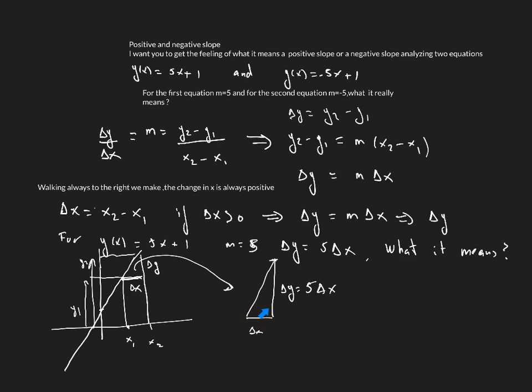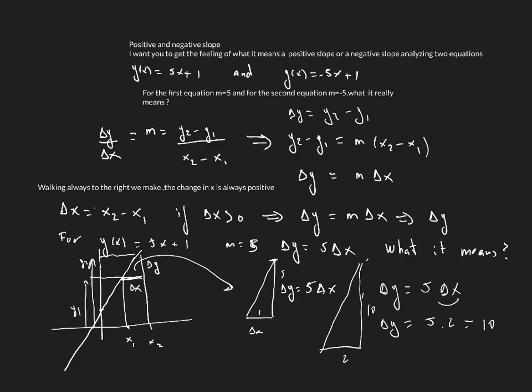So you move one step to the right, always to the right. So delta x is positive. And what you expect is that delta y will grow up 5 times delta x. So the correct picture here is that if this delta x is 1 meter, this should be 5 meters, because delta y is 5 times delta x. So if delta x is 2, for example, delta y will be 5 times 2, it will be 10. So your triangle will be 2 and 10.